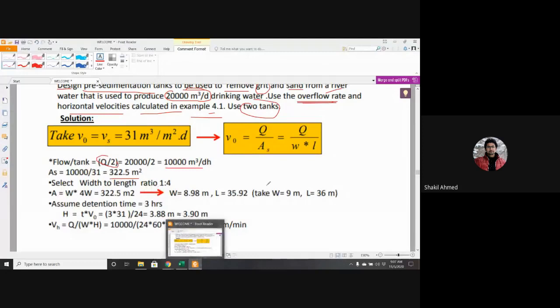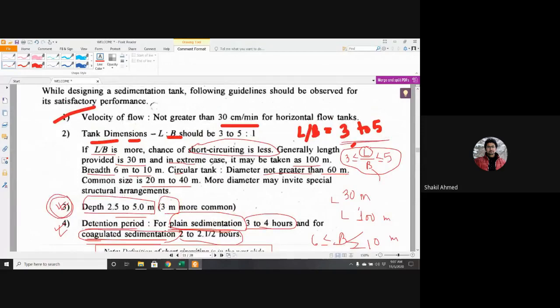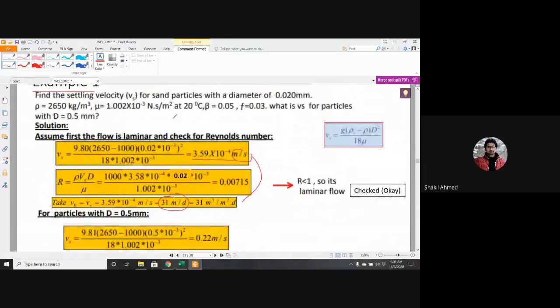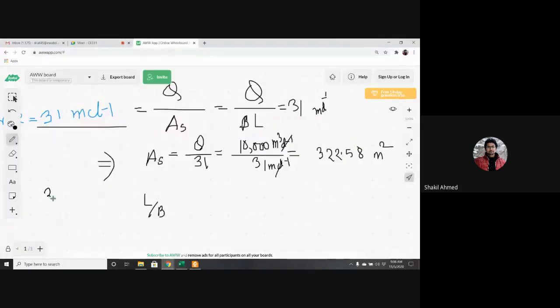1 to 4, that means 4 basically. Go to the recommendation. This should be in between 3 to 5. So in that case, since the question did not define or mention the value, you are free to take any value from 3 to 5. Let's take 4. It was also correct if you had taken 3 or 5, no problem. But greater than 5, no. Less than 3, no. Clear? Anything in between 3 to 5. So we have taken 4. You could also have taken 5 or 3. So L by B equals 4.